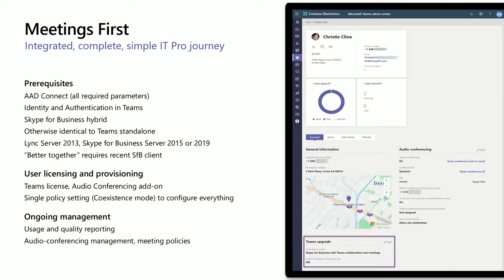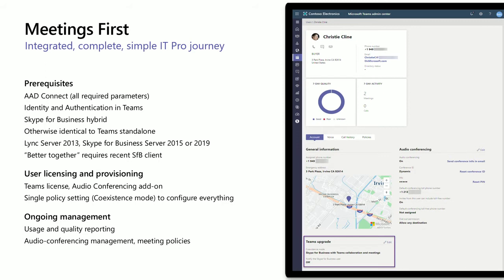Now, of course, there is a licensing and a provisioning component to be aware of here. In order for users to be able to use Teams with Meetings First, of course, they have to have a Teams license. All right? That part's usually pretty easy because the Teams license comes with just about anything that we have inside of Office 365.